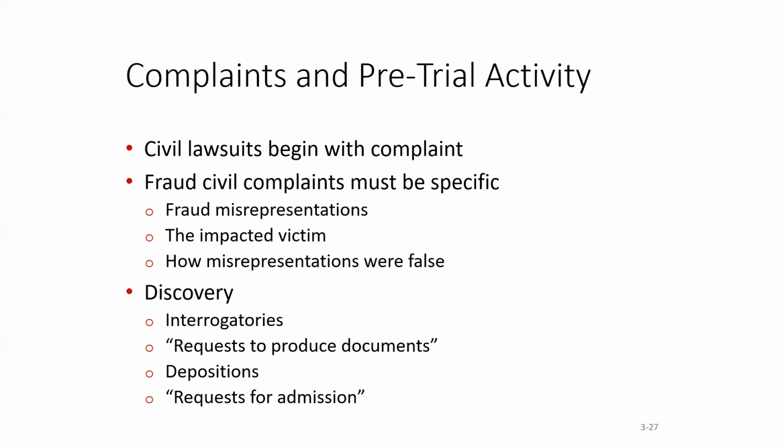So how does this work out? A civil lawsuit begins when the plaintiff files a complaint in whatever their jurisdiction, and the complaint must provide assurance to the court that it has jurisdiction, outline the grounds for relief, and make a demand for judgment. In a fraud case, the complaint must include 3 specific things: the fraud misrepresentation, the impact on the victim, and how the misrepresentations were false. That's what has to be included for fraud civil complaints.